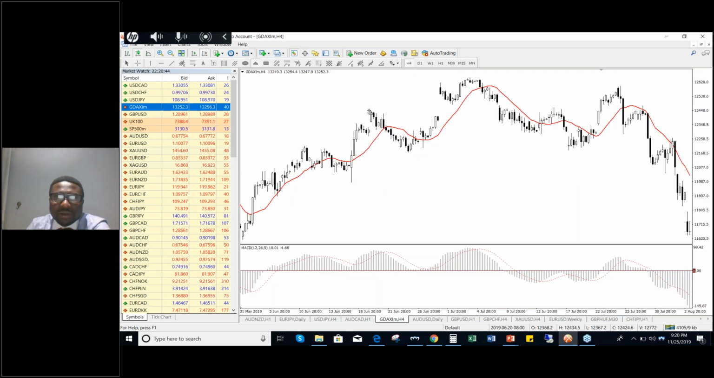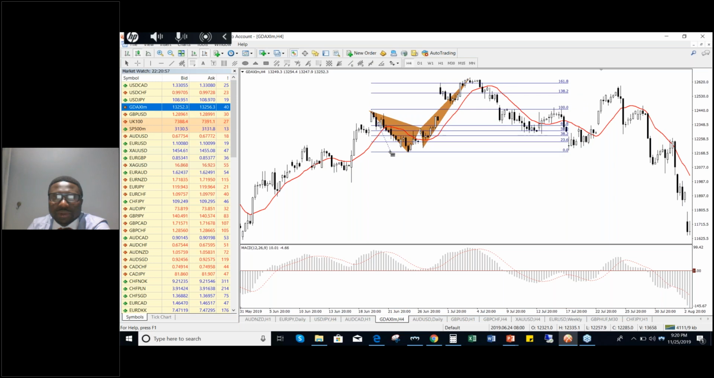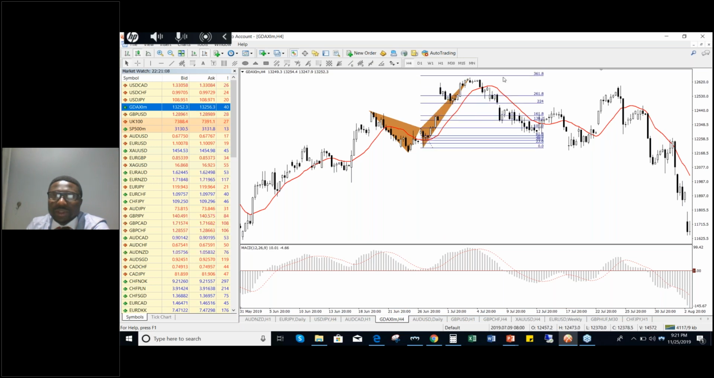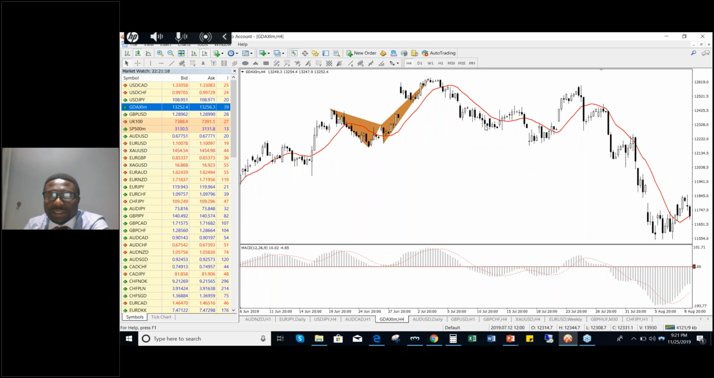So I have this point, and this point. So this is a 161.8 extension of XA, and then this also is a 261 to 361 extension of XA. This is a crab. Now with this pattern, how do I now enter the market?